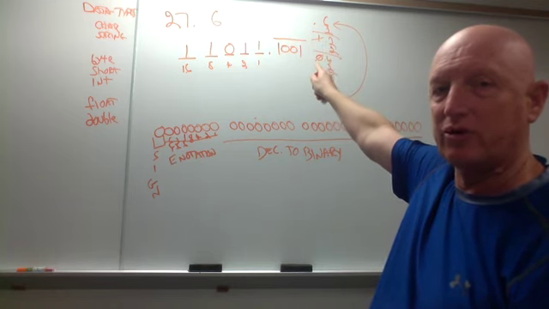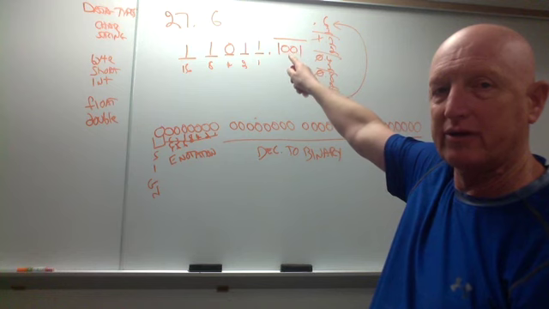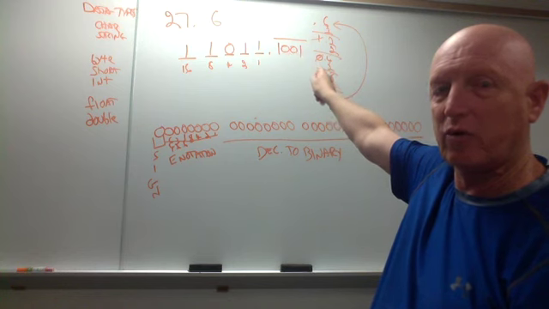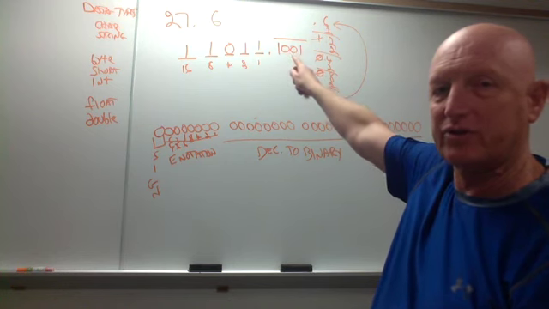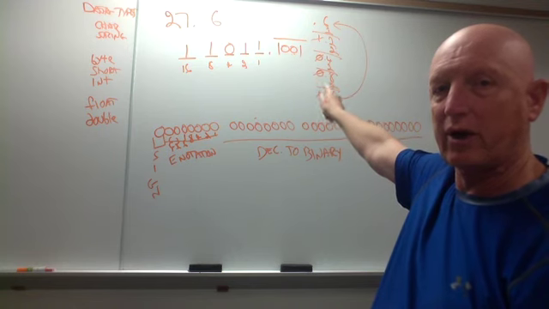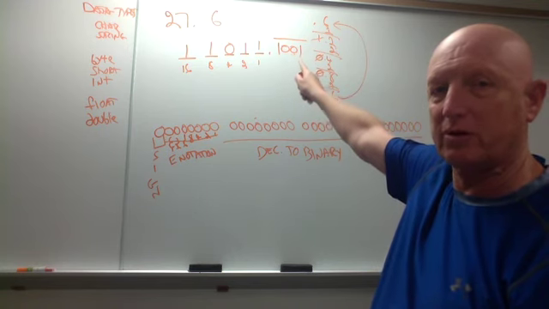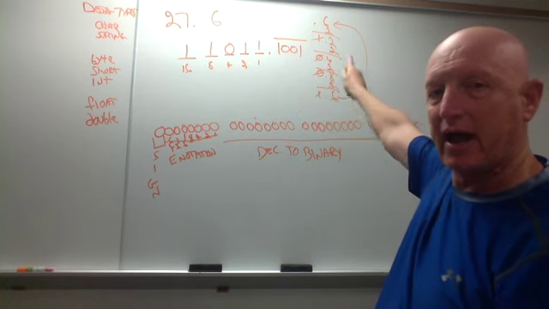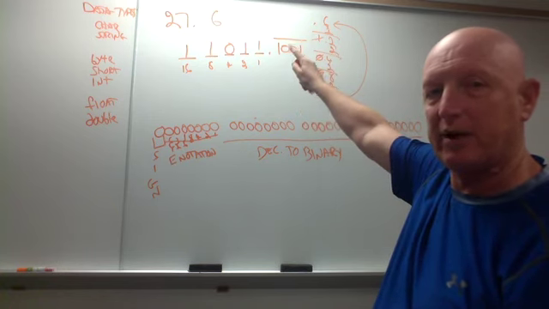0.2 times 2 is 0.4. Take the 0, put it here, get rid of it. 0.4 times 2 is 0.8. Take the 0, put it here, get rid of it. 0.8 times 2 is 1.6. Put the 1 here, get rid of it. And I realize that I am repeating.